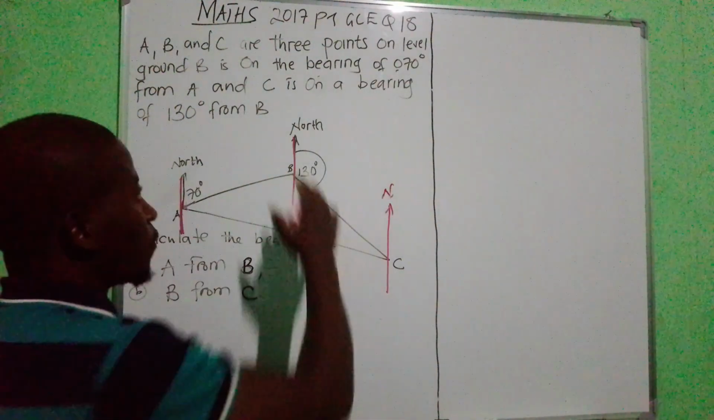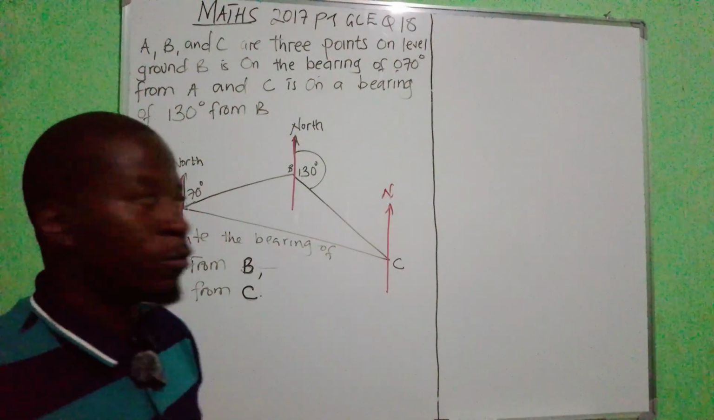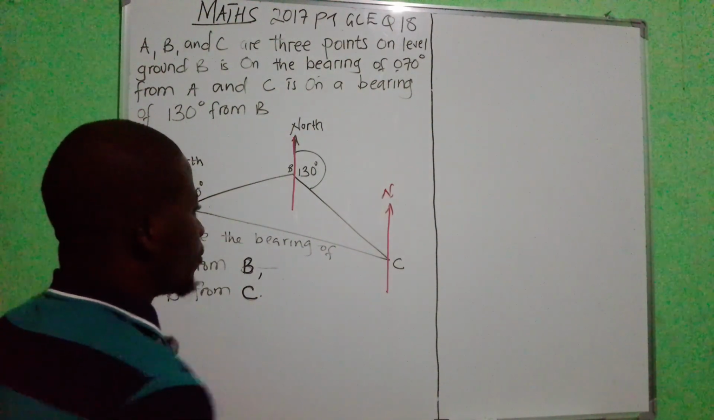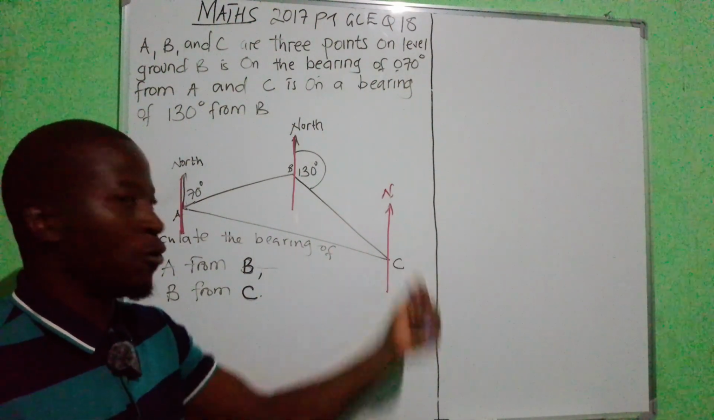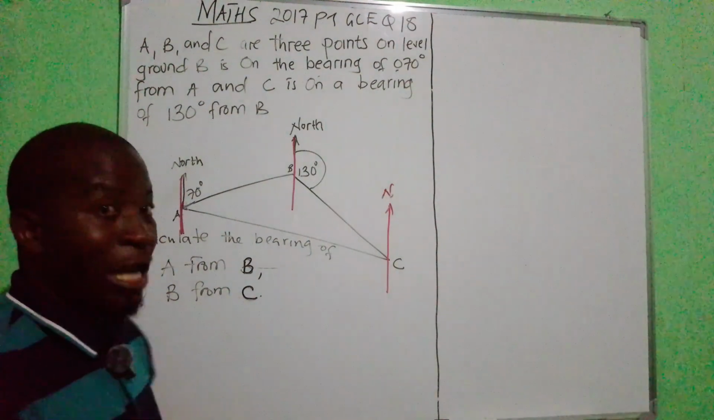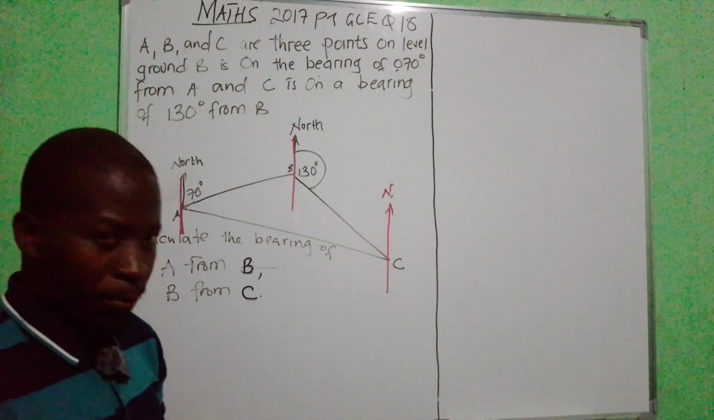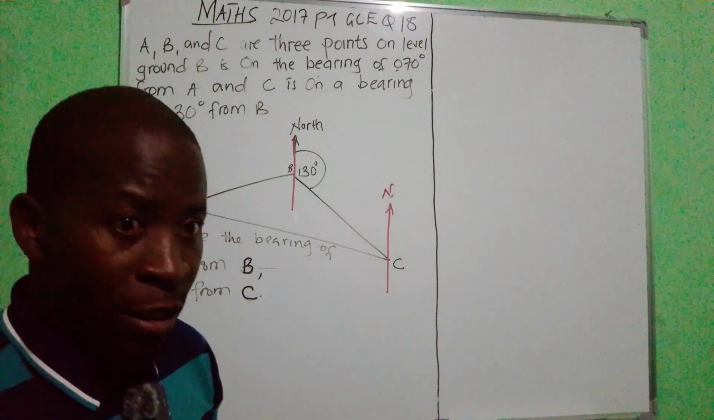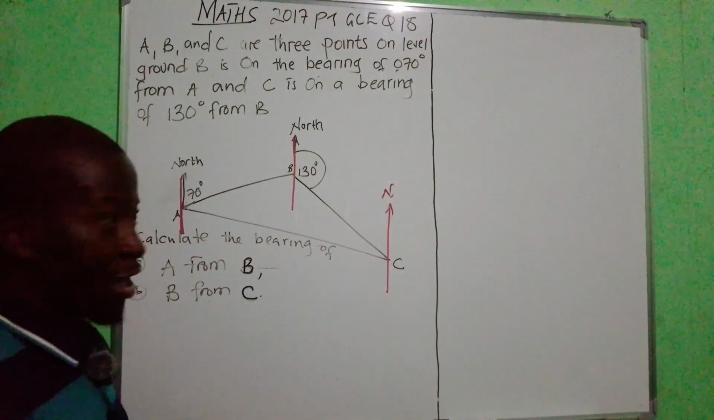So it is good that on these two edges we are given the north poles. So meaning you just have to extend them. When you extend the north poles, on C we are not given the north pole. You also draw the north pole and extend the line, so that it will be easier for you now to start applying the rules that are involved in bearing.